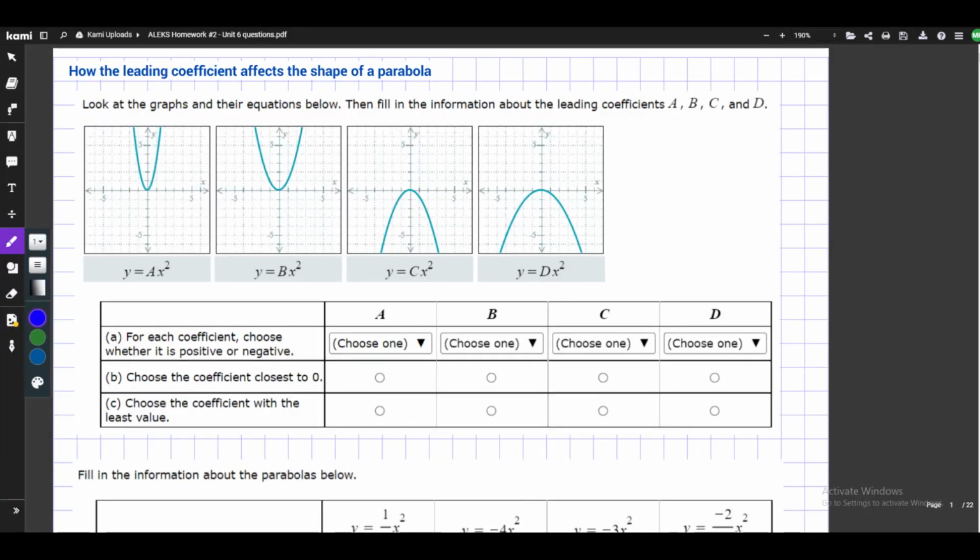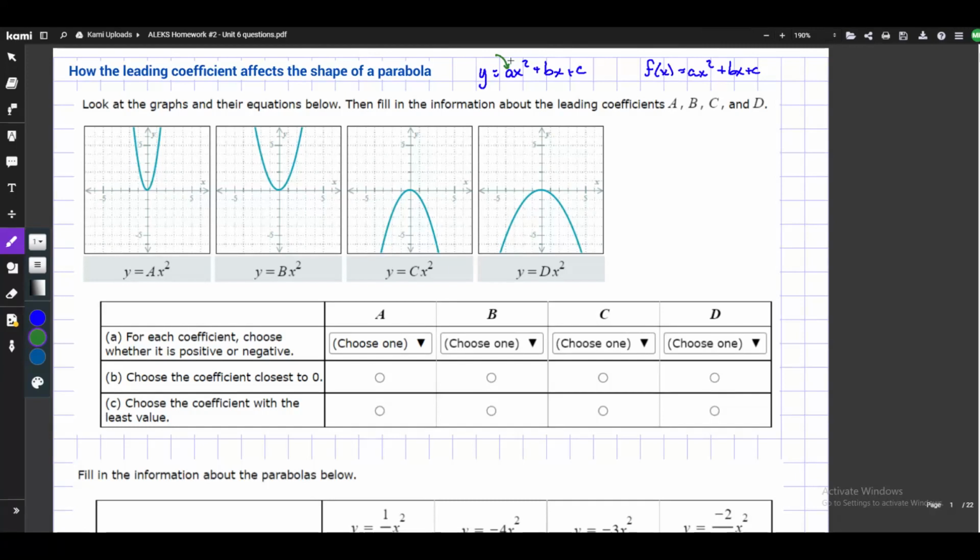How the leading coefficient affects the shape of a parabola. Remember, a parabola is the graph of a function or the equation y equals ax squared plus bx plus c, or in function notation, f of x equals ax squared plus bx plus c. With these problems, we are looking specifically at that first coefficient, which is the coefficient of the highest degree. So it is the a part of our equations.